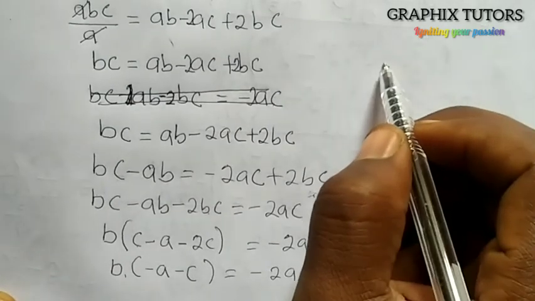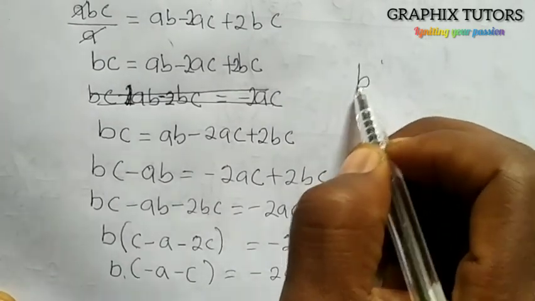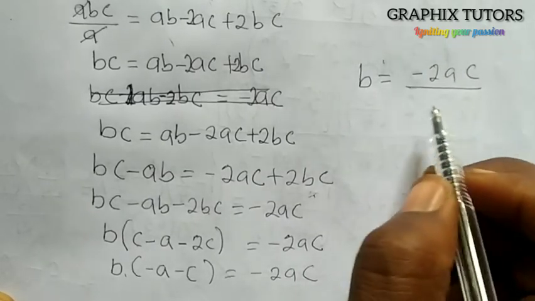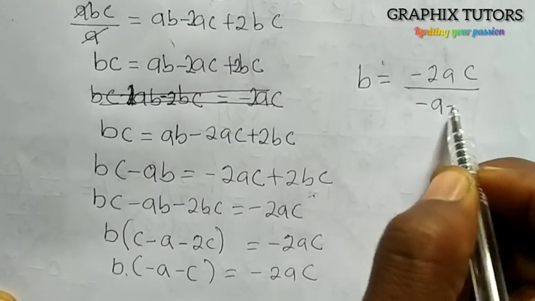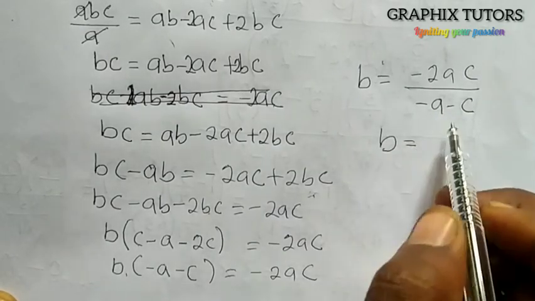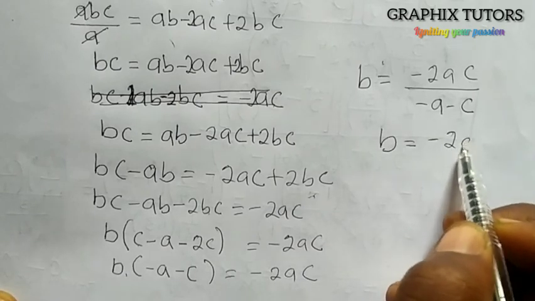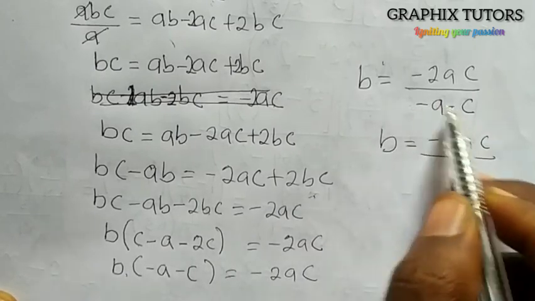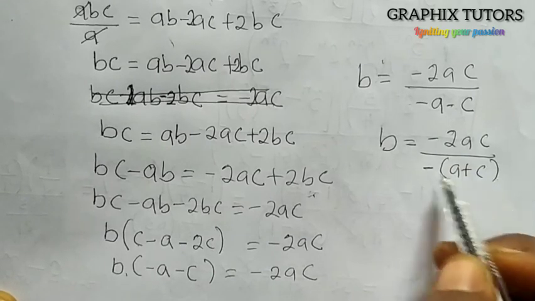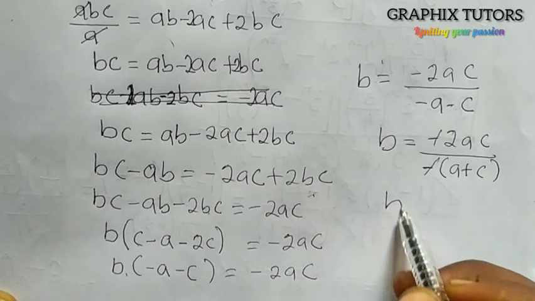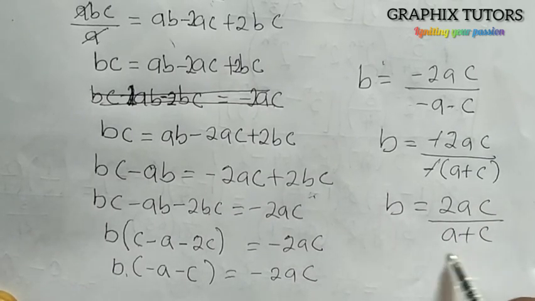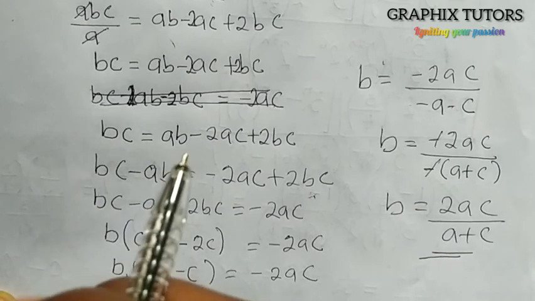So this will give me B will now be equal to minus 2AC all over what? Minus A minus C. So my B here will now give me minus 2AC all over what is coming here, minus. I bring the minus out of having a plus what? Plus C. So minus will equate minus. So my B equals to what? 2AC all over what? A plus C. So, proof.